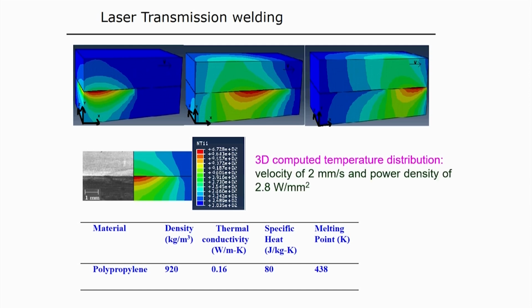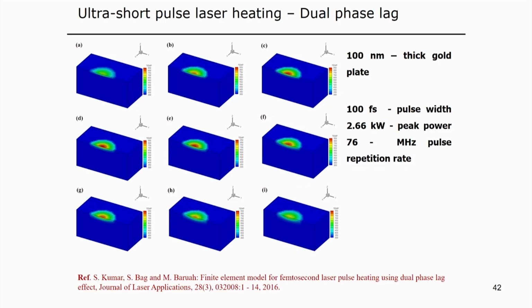So, in this case we can observe that in laser transmission welding, even when there are similar materials, maybe both materials are transparent, but at the interface if we use some absorbing material, that actually influences the temperature distribution of these two substrate materials, and we can get this type of temperature distribution in the case of laser transmission welding.